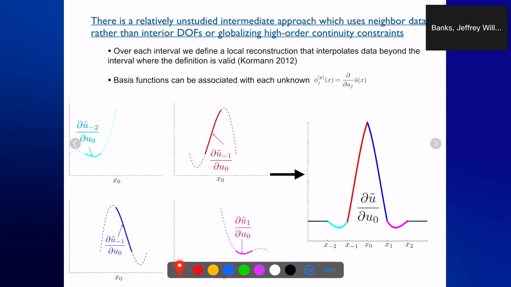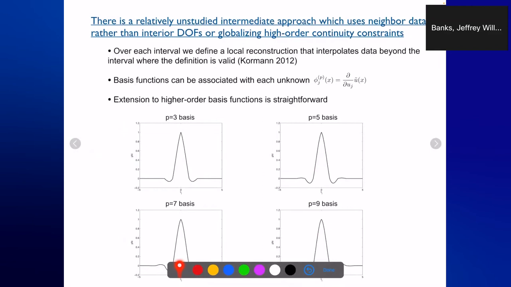I can then do this at any order I like. So here's a third order basis function, a fifth order basis function. P is 7, P is 9. And there's only one basis function for the entire interpolant, right? This thing just slides along at each degree of freedom. It's the same basis function, but translated over and over and over. So there's one basis function at any given P.